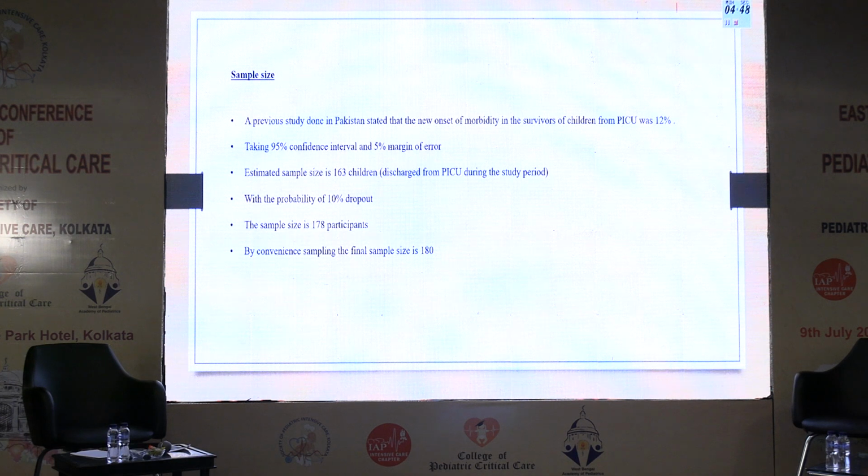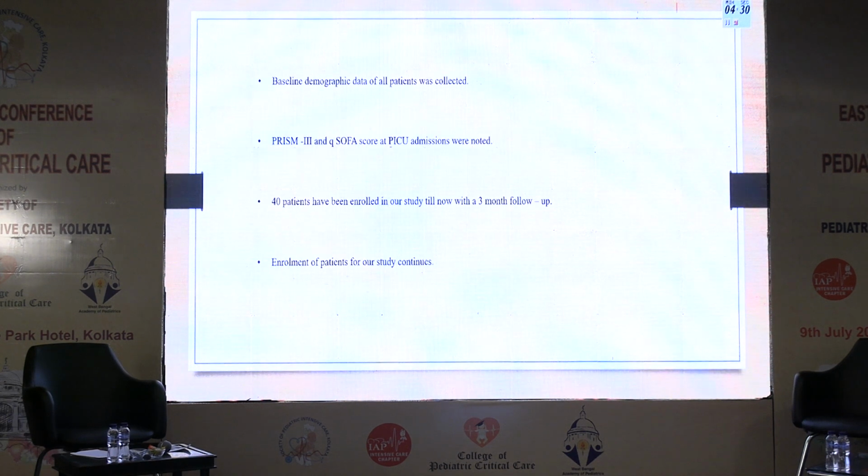The previous study was done in Pakistan, which showed an incidence of 12% of morbidity in survivors. Taking that as the incidence, with 95% confidence interval and 5% margin of error, the estimated size is 163. There is a dropout of 10%, so sample size is 178, which by convenience sampling is 180. We took the baseline demographic data of all patients included in the study. PRISM 3 and Q-SOFA at admission were done. 40 patients have been enrolled in our study till now with a 3-month follow-up, and we continue to enroll patients.